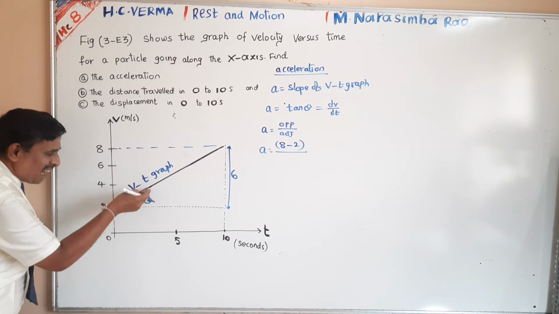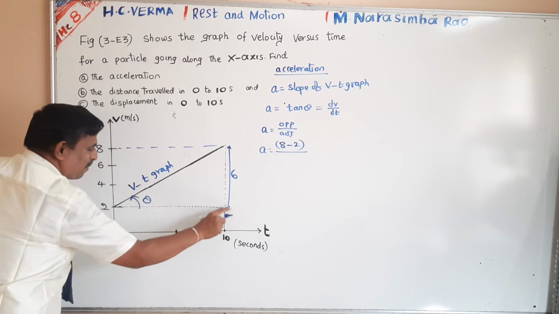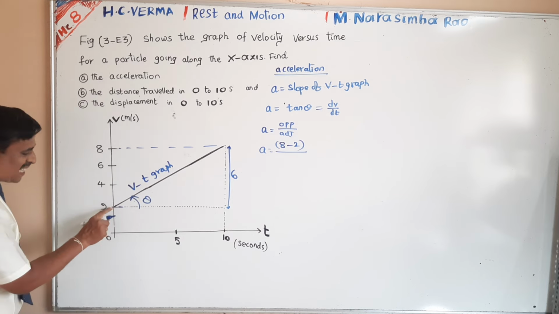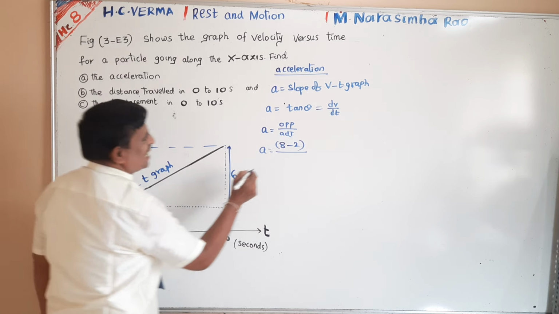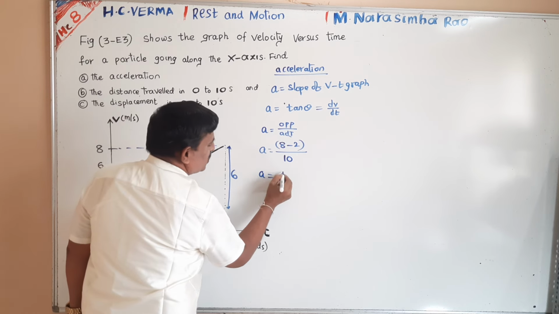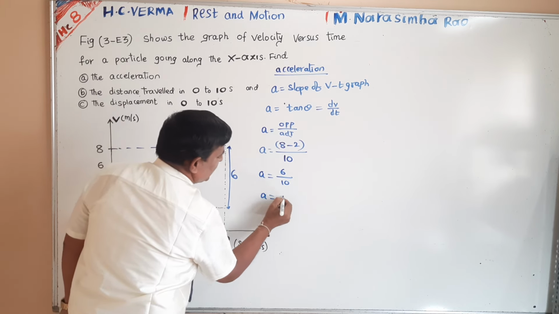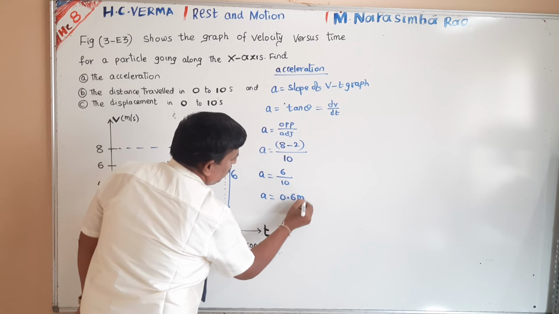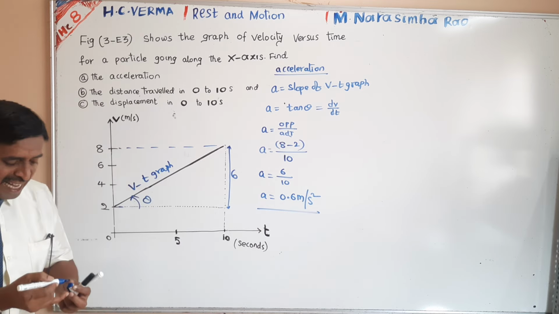Theta's adjacent side is the x axis, which is nothing but time. Theta's adjacent side is the time axis, nothing but 10 seconds. a is equal to 8 minus 2 by 10, which is 6 by 10, that is 0.6 meter per second square. That is the acceleration.